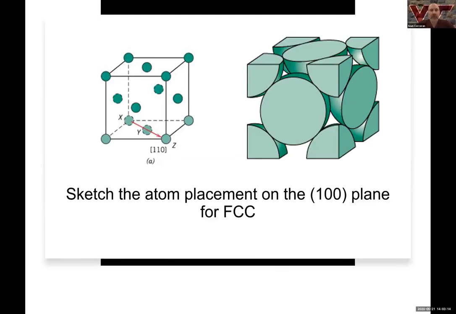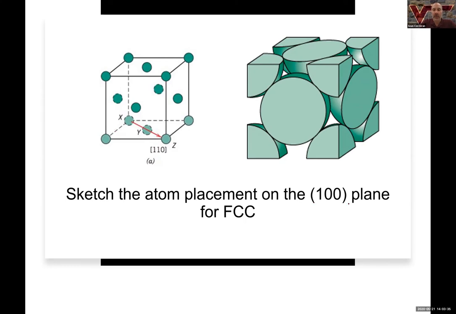Let's take a look at how to figure out the atom placement on a specific plane. In this case, we're going to look at the atom placement for the face-centered cubic structure on the 1, 0, 0 plane. That's a face plane. And so the first thing to do is to figure out where the plane is.